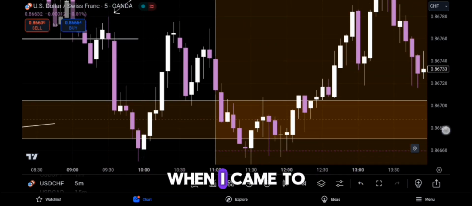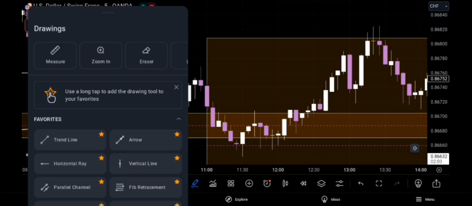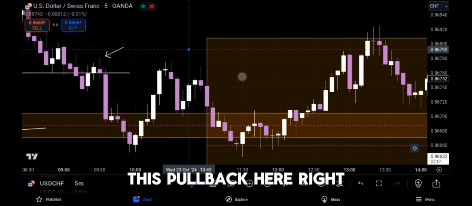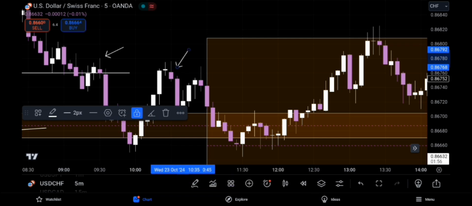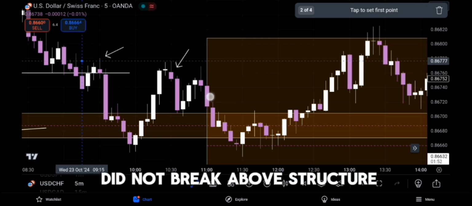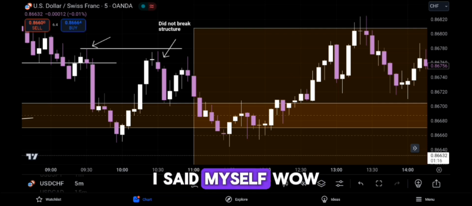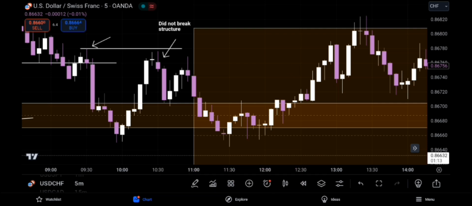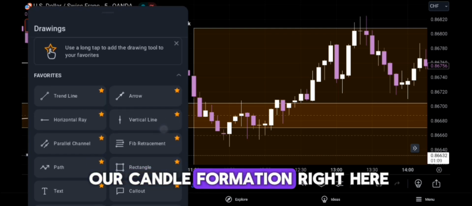Rather, when I came to the chart this morning, I noticed this pullback here, right? Yes, this pullback. But with that, you would see that price did not break above structure. And so when price came here, I said to myself, wow, if price is not breaking structure, what is going to happen? Now, we had our candle formation right here.